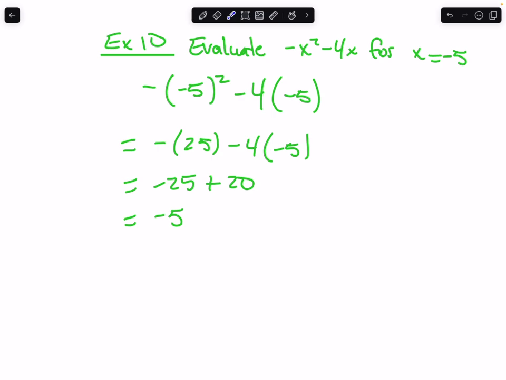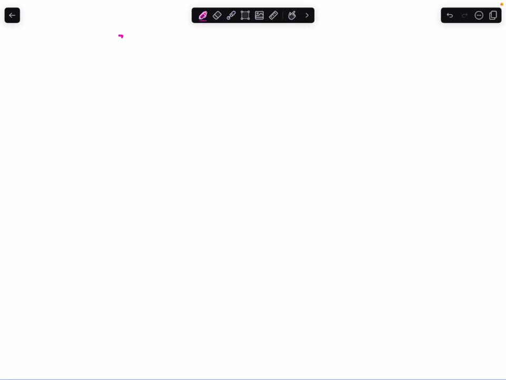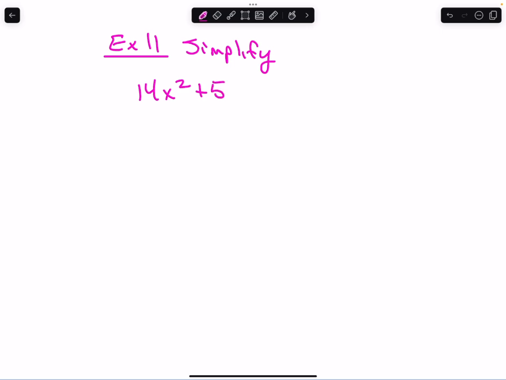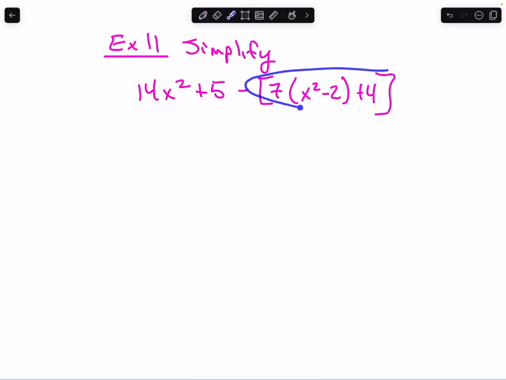Let's do one more example where we're dealing with an algebraic expression. This time, instead of evaluating, we're going to simplify an algebraic expression using the order of operations. Example 11. This time we want to simplify. And our algebraic expression is 14x squared plus 5 minus the quantity 7 times the quantity x squared minus 2 plus 4 in brackets.